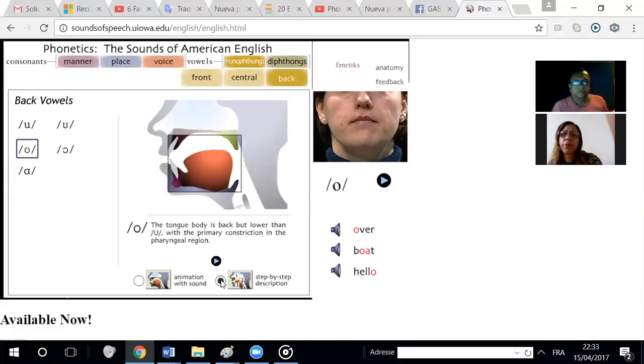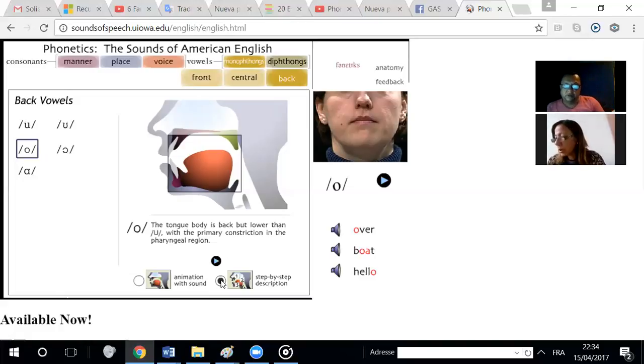The tongue body is back but lower than ooh. See the symbol. It's not the omega symbol. The omega symbol is this one. This is ooh. Again. The tongue body is back but lower, with the primary constriction in the pharyngeal region.